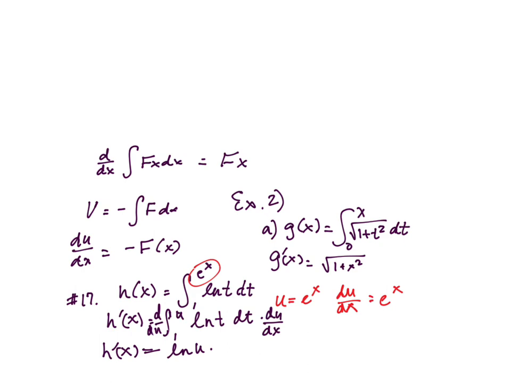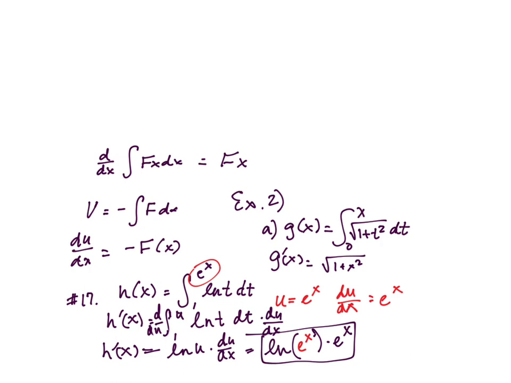And so I'm going to have times du dx here, in nice and purple, times du dx. When I simplify that, that's going to be the natural log of u, which was e to the x, times du dx, which is also e to the x. And here would be your final answer for number 17. That's almost your final answer.